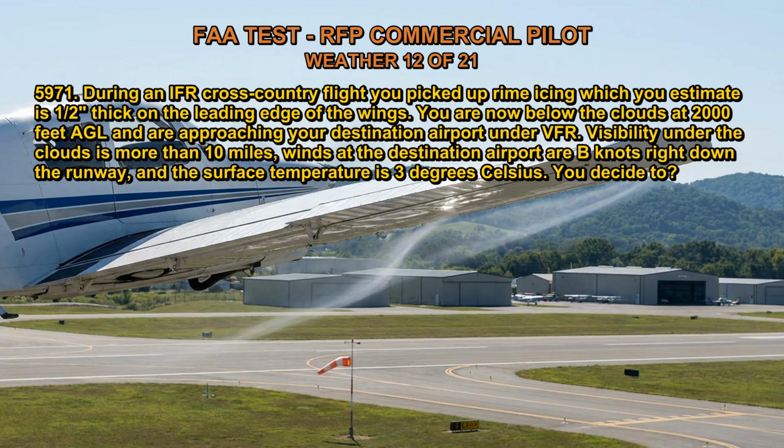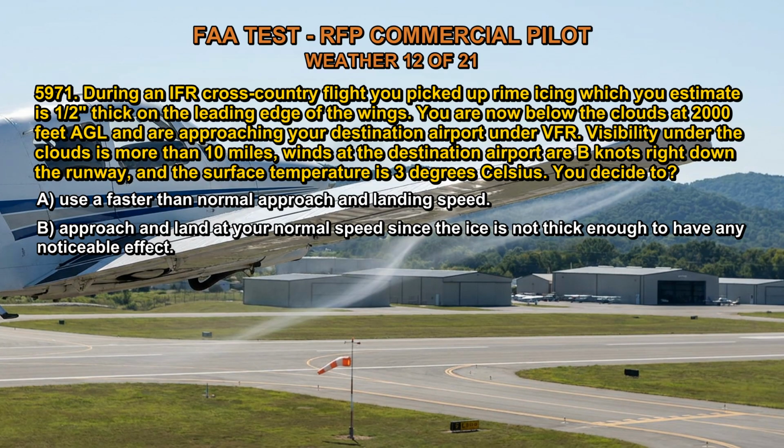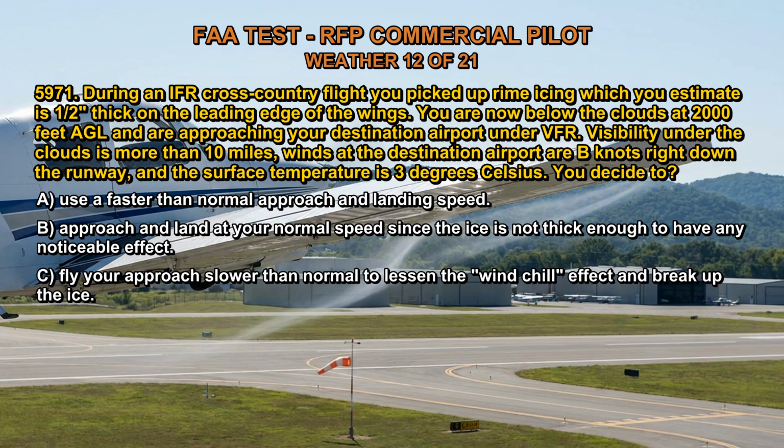5971. During an IFR cross-country flight, you picked up rime icing, which you estimate is 1/2 inch thick on the leading edge of the wings. You are now below the clouds at 2,000 feet AGL and are approaching your destination airport under VFR. Visibility under the clouds is more than 10 miles. Winds at the destination airport are 8 knots right down the runway, and the surface temperature is 3 degrees Celsius. You decide to A. Use a faster than normal approach and landing speed. B. Approach and land at your normal speed since the ice is not thick enough to have any noticeable effect. C. Fly your approach slower than normal to lessen the wind chill effect and break up the ice.